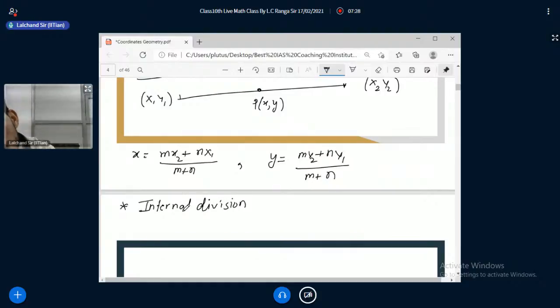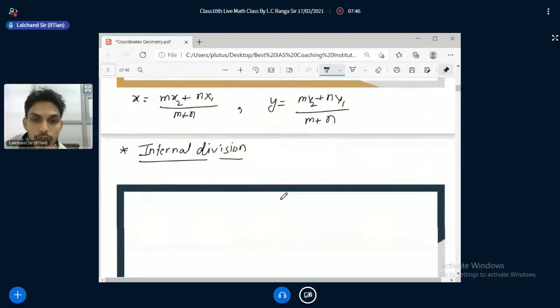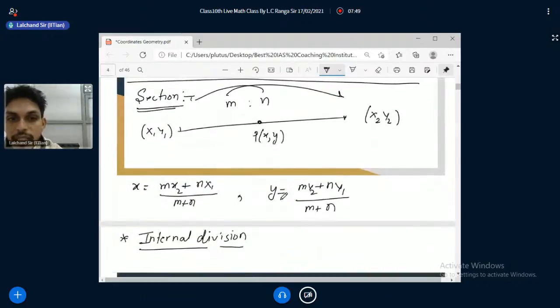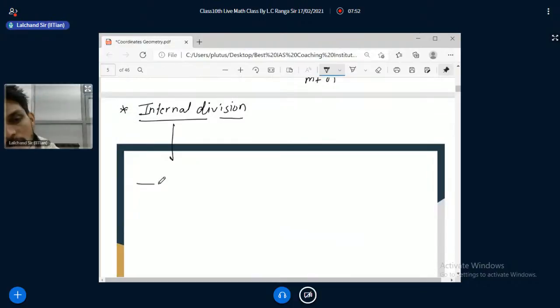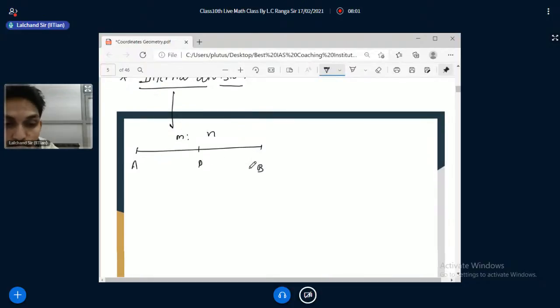Okay. If the division is external, can you tell me what will be the change in this formula? Do you know the difference between internal division and external division? No. Look, in the case of internal division, we have a line segment, let's suppose A and B, and there is a point P, and this ratio is m to n. So what that means practically is AP by PB equals m by n. This is the meaning of this.